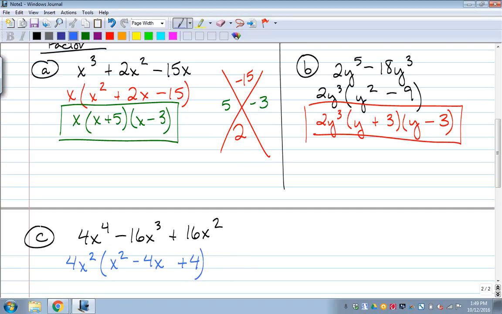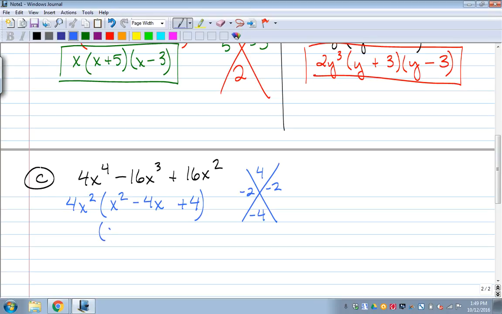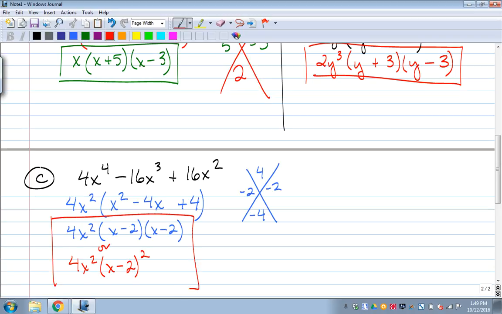Then we try to factor the part left in parentheses. It's a trinomial, so I'm going to try it with that X method. It's got 3 terms. Multiply to be positive 4, add to be negative 4. Negative 2, negative 2. So the factors would be x minus 2, x minus 2. Or I could write that as 4x squared, x minus 2 squared. Either of those, I don't have a preference as to how you write that at the end. Just understand that they are the same. Okay. So not too bad.